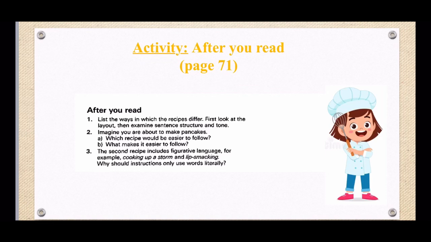Question 2 says, imagine you are about to make pancakes. A would be, which recipe would be easier to follow? So you can pick which one you think would be easier to follow. 2B says, what makes it easier to follow. So you need to give a reasoning for your answer. Why is it easier to follow this recipe, whichever one you chose? Question 3 says, the second recipe includes figurative language. For example, cooking up a storm and lip smacking. So why should instructions only use words literally, right?